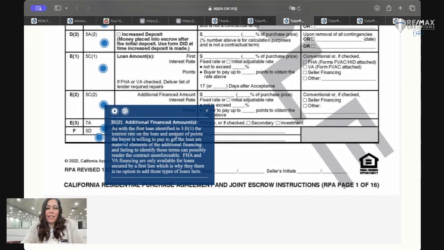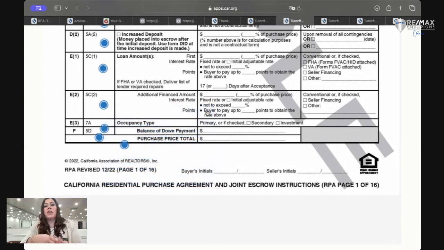3E2, additional financed amounts. So as with the first loan identified in 3E1, the interest rate on the loan and the amount of points the buyer is willing to pay, all that, like I said, is important. Especially right now with rates kind of fluctuating. You definitely want to protect your clients. That way, if they do have to cancel, it's like, look, this was the only loan they could get, and it's at 7%. We said that they would be at 6%. Obviously, they can close if they're comfortable, but that protects them.